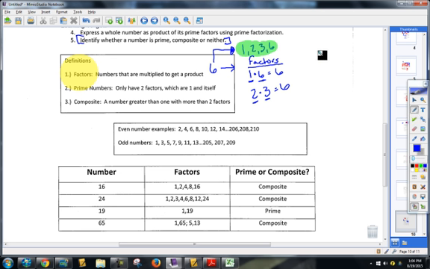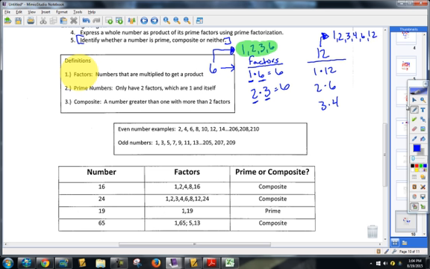We'll do another one real quick. Let's do 12. I know that, obviously, 1 times 12 gives me 12. 2 times 6 gives me 12. 3 times 4 gives me 12. So if I asked you to give me all the factors of 12, you would list them out just like this: 1, 2, 3, 4, 6, and 12 itself.